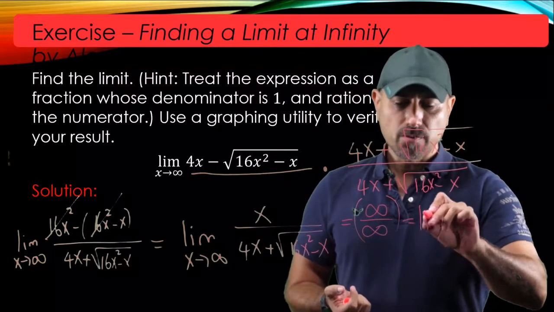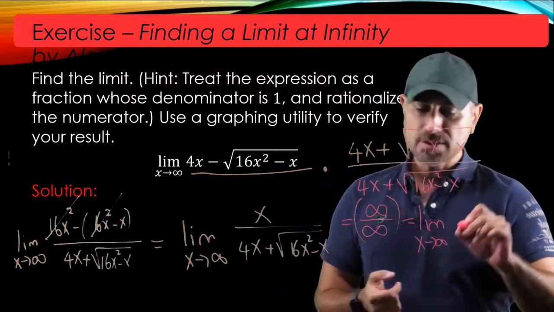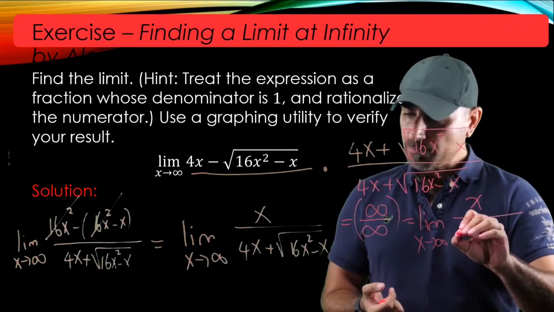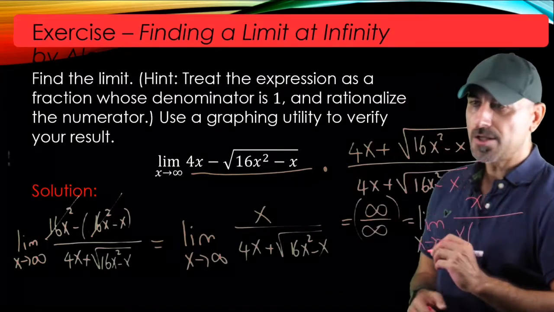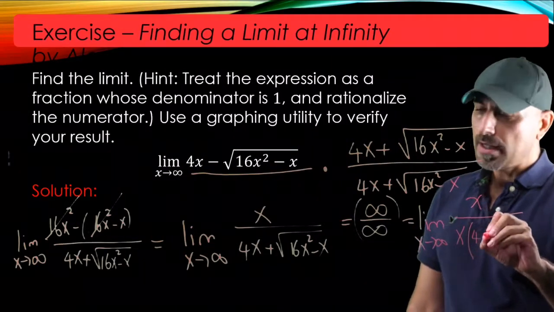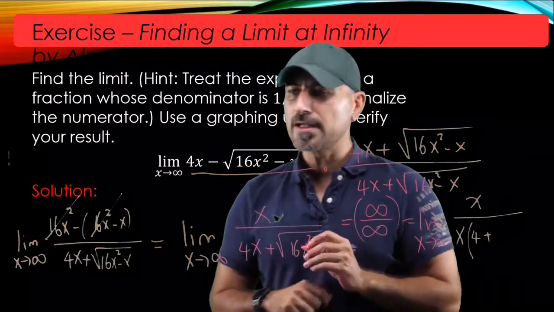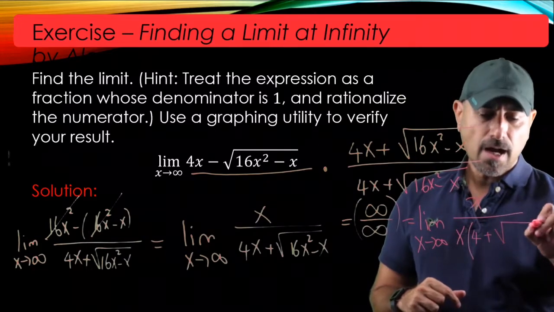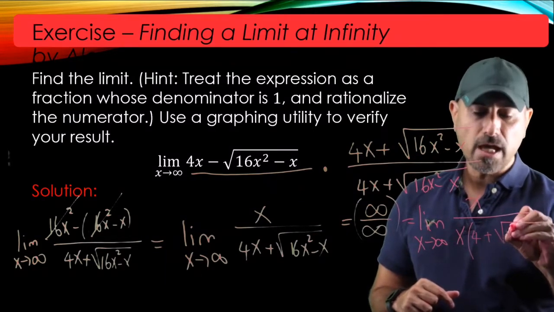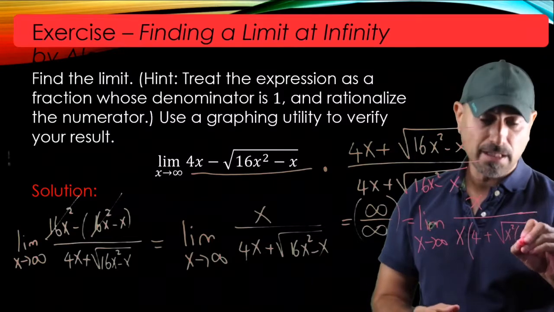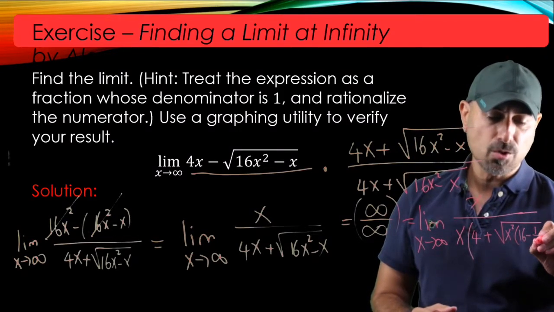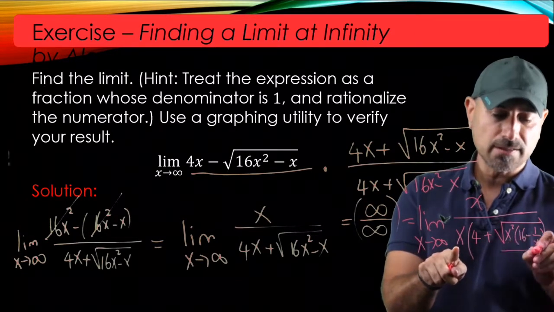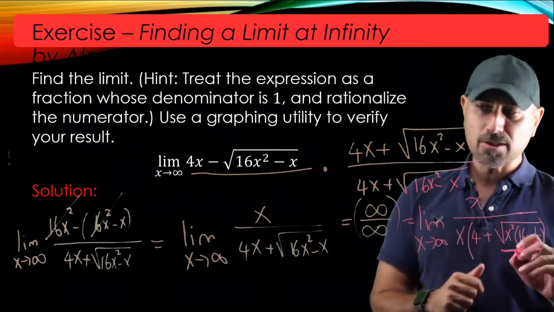So let me do this. x approaches infinity. I have x at the top. And let's say I have x factored out at the bottom, so that I have 4. And then I have radical 16x squared minus x. To handle that term, I'm going to factor x squared out inside the square root. So I'm left with 16 minus 1 over x. Okay? So I have x squared out, but since I factored x out, I should divide this whole radical expression by x.